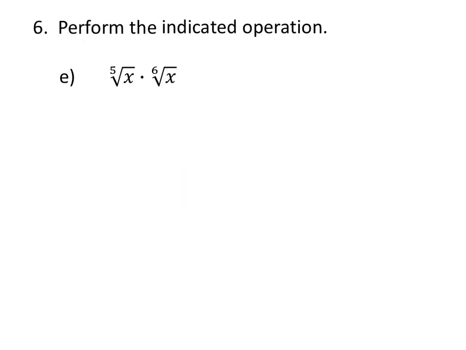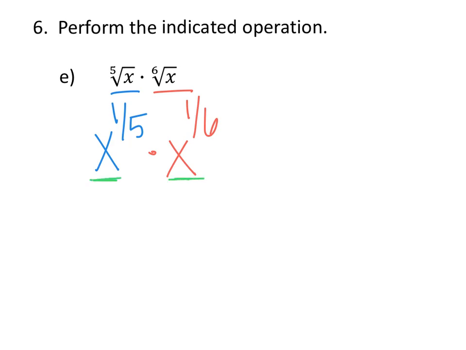To multiply these two expressions, we want to rewrite the radicals into rational exponents. So to do that, the first one is going to be x raised to the 1/5 times x raised to the 1/6. Now we're multiplying these two expressions. They have the same base, so we're going to keep the base and add the exponents. So when we add the exponents, we've got 1/5 plus 1/6.